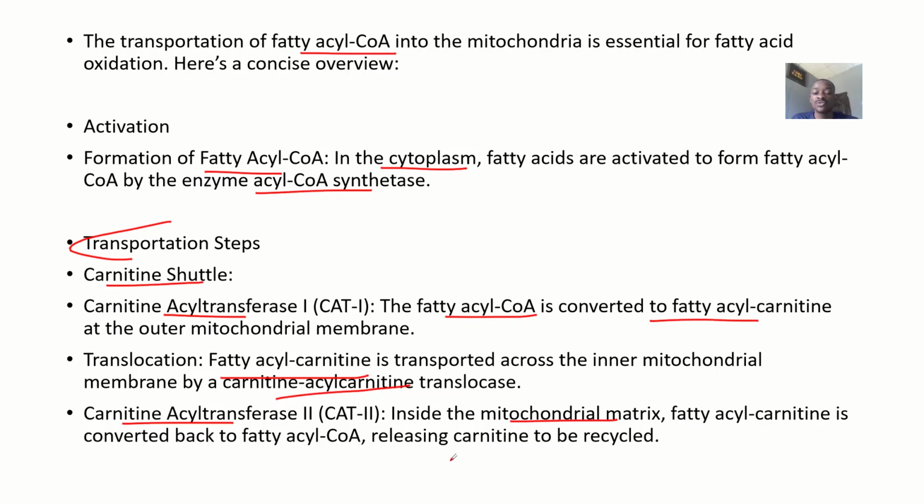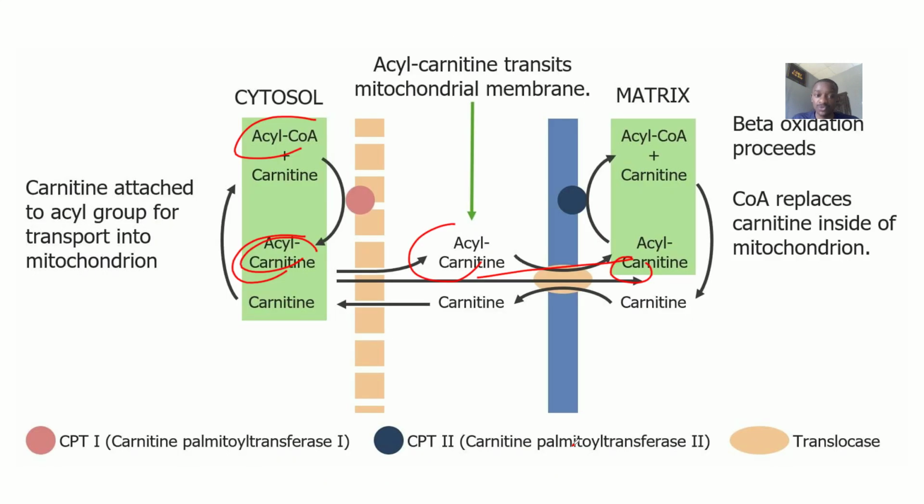Inside the mitochondrial matrix, the fatty acylcarnitine is converted back to fatty acyl CoA. This will now release the carnitine to be recycled. Just look at this: for acyl CoA to become fatty acylcarnitine, it was combined with carnitine. So when this is transported right here, you now release the carnitine again, and it will go back to be recycled. Before you get this step, you can go back in this video to where the image was clean and draw it somewhere, so as I'm talking, you follow up.